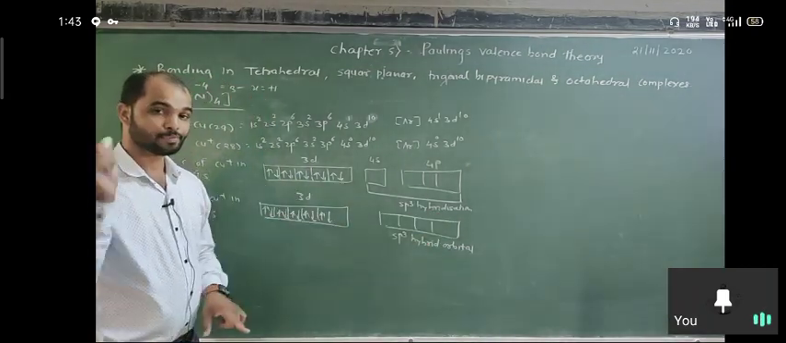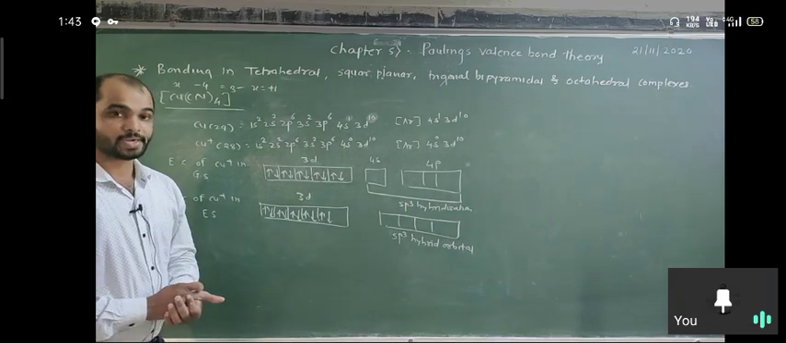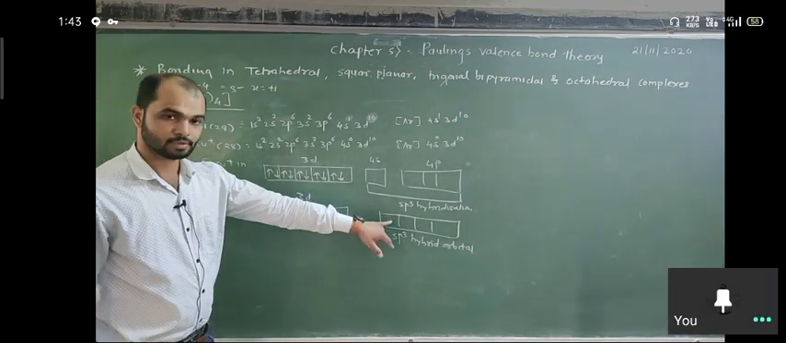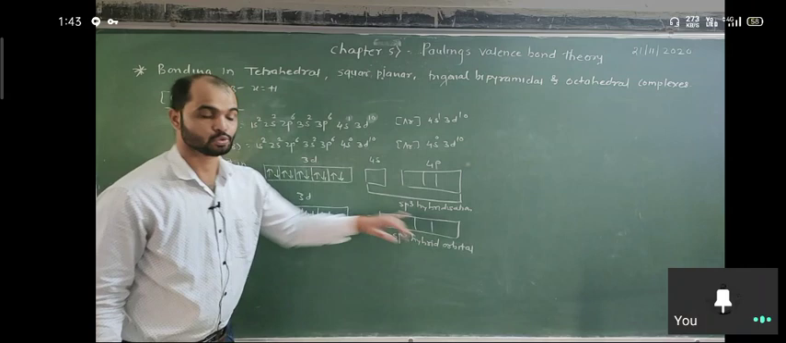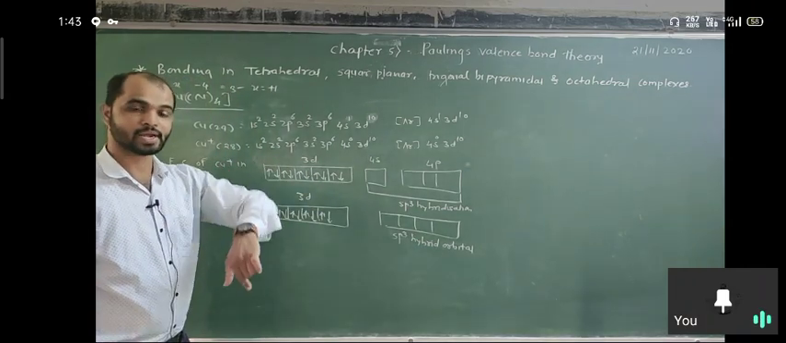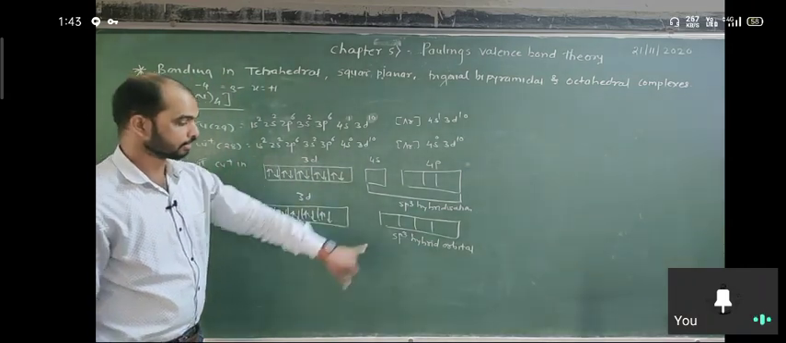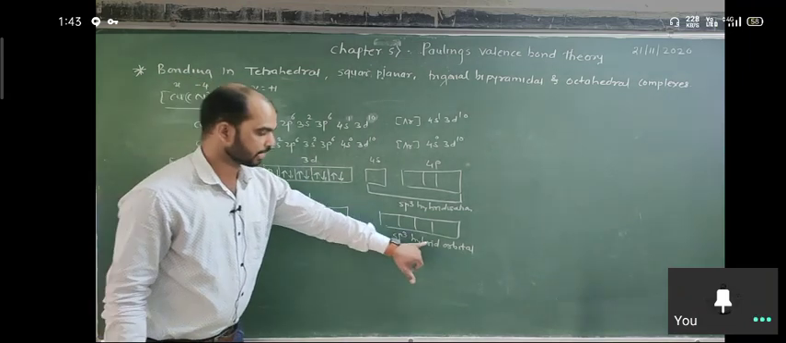So overlapping of the filled orbital of the ligand with sp3 hybrid orbitals. So 4 CN minus ions overlap with 4 sp3 hybrid orbitals.